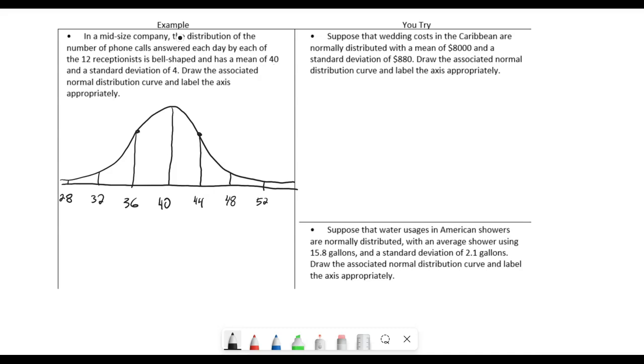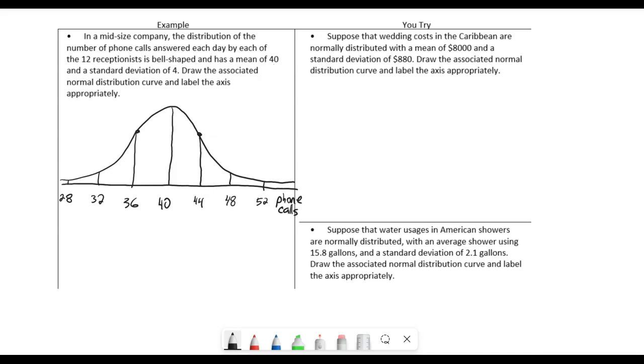And then let's label this as number of phone calls. Excellent. And the height is always frequency. That's just the default. So the horizontal axis is the most important one to graph and to label. Okay, so go ahead and pause the video while you work on the problem on the right.